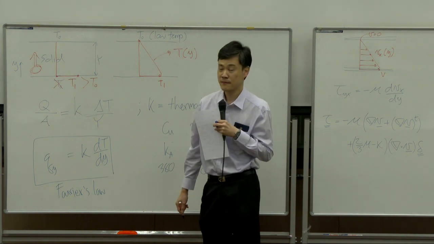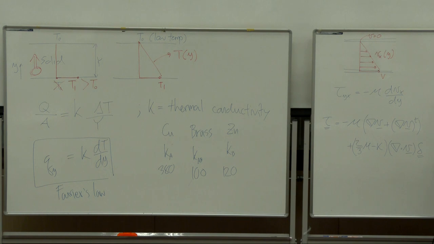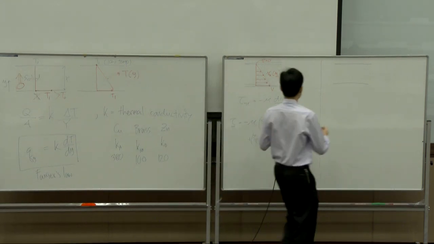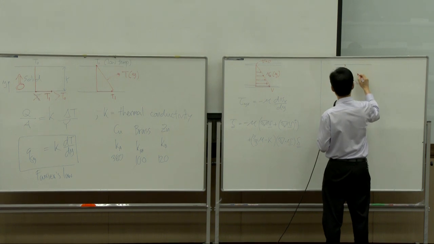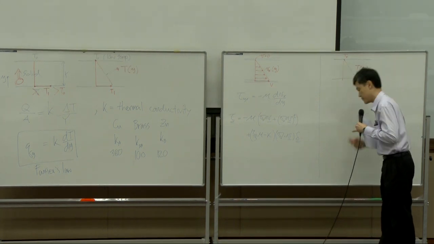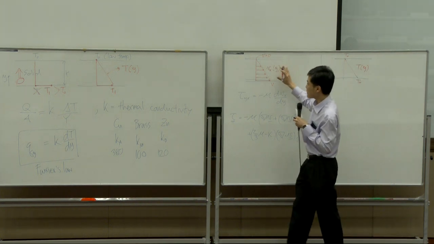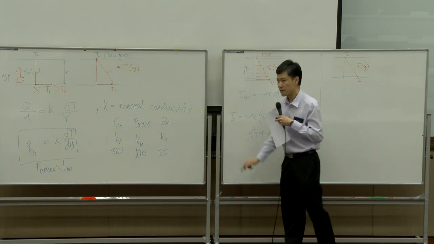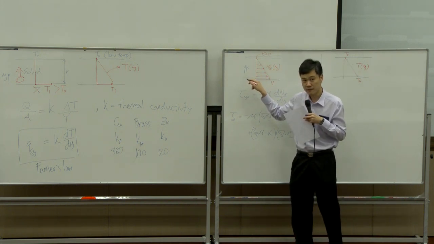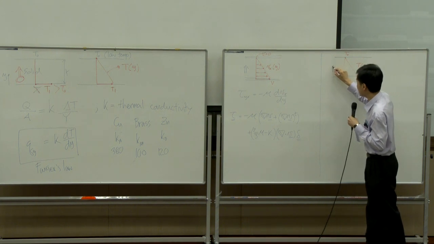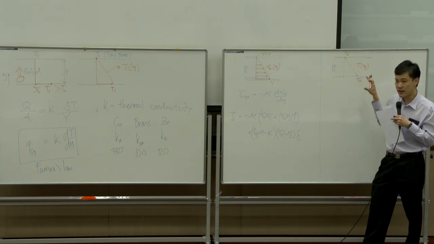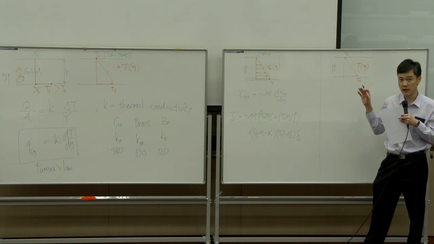Fourier's law. If I put the picture like this on the board, I will get a very similar picture. This is T0, T1, and the temperature profile. In momentum transport, momentum is transferring from the high velocity region to the low velocity region. This is momentum flux. For energy, you have energy flux going from the high temperature region to the low temperature region. So the driving force for energy transport, in this case, is temperature difference or temperature gradient.